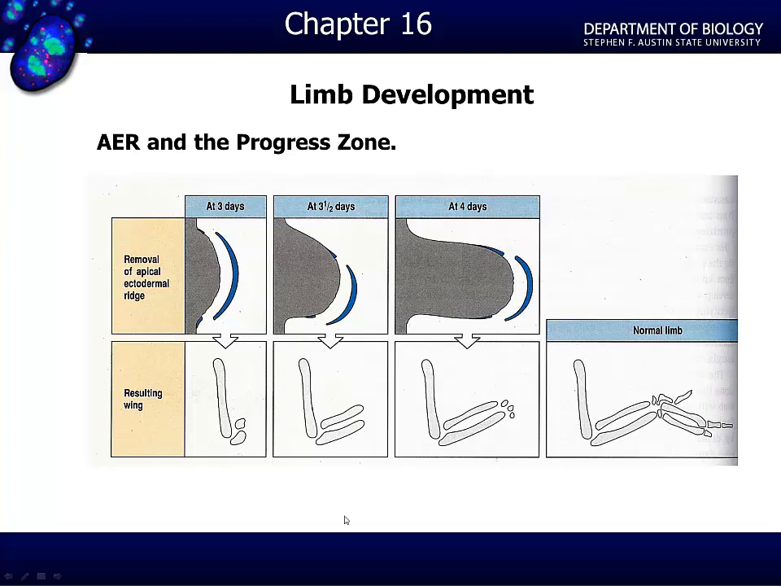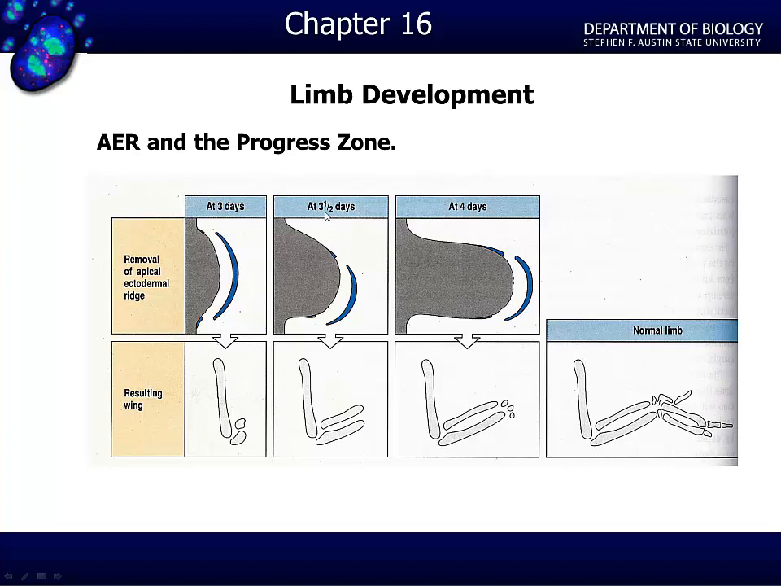Now, this is an experiment where at differing days, the apical ectodermal ridge was removed from the developing embryo and the embryo allowed to develop to completion. So after 3 days, when you remove the apical ectodermal ridge, this is, remember, our normal pattern: humerus, radius, ulna, carpals, and then our 2 digits. We see that we get a truncated limb.